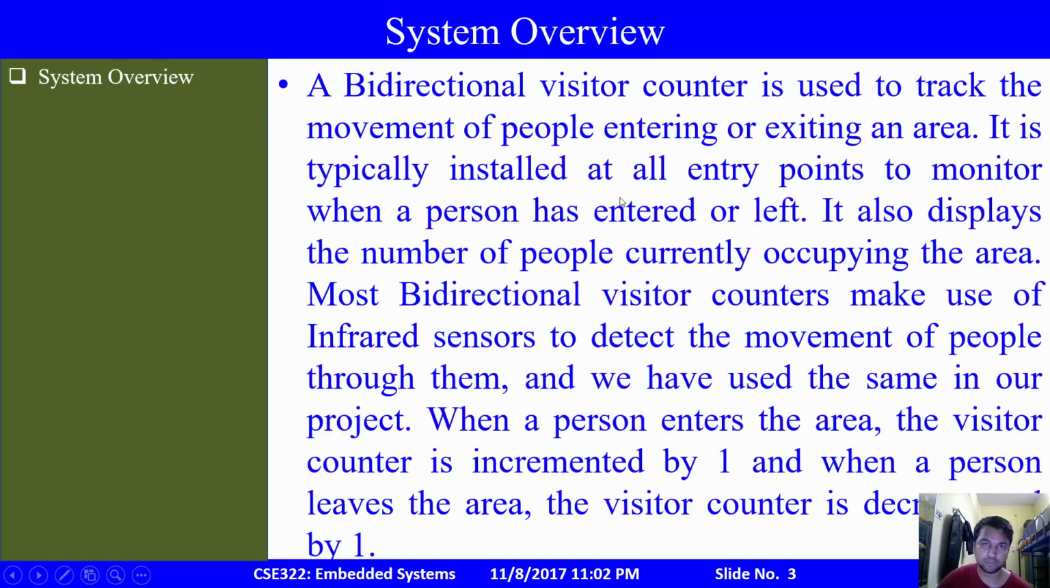Starting with the system overview, a bidirectional visitor counter is used to track the movement of people entering or exiting an area. It is typically installed at all entry points to monitor when a person has entered or left. It also displays the number of people currently occupying the area. Most bidirectional visitor counters make use of infrared sensors to detect the movement of people through them, and we have used the same in our project. When a person enters the area, the visitor counter is incremented by 1, and when a person leaves the area, the visitor counter is decremented by 1.